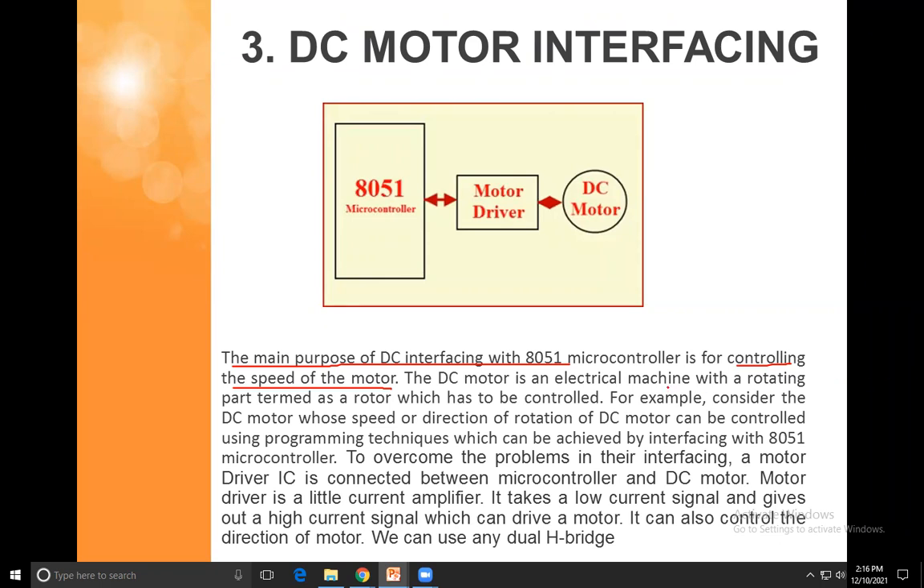So what is the DC motor? You already know that. So here is the 8051. We have to use a motor driver, and this motor driver is connected to the DC motor. So 8051, then the motor driver, and it is connected to the DC motor.